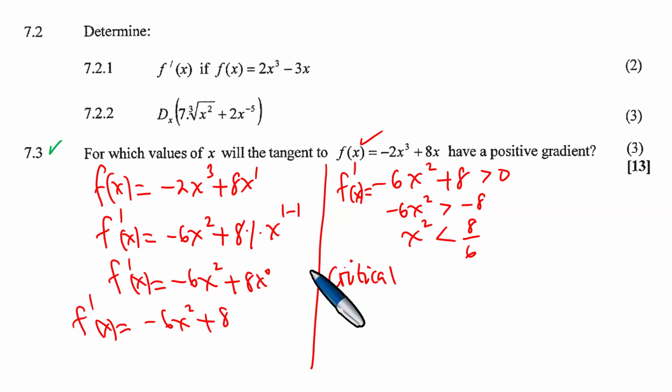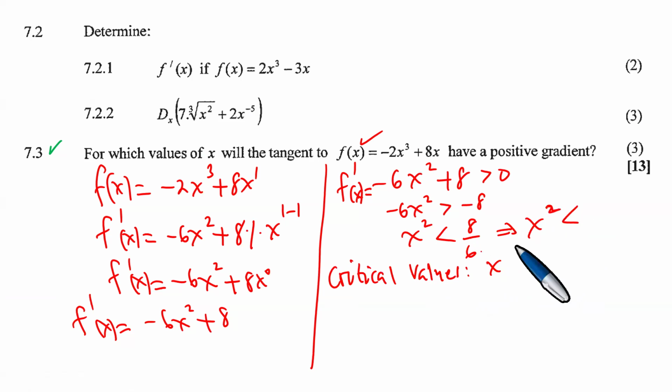Dealing with critical values, if you take the square roots of both sides, you're going to have that x squared is less than 8 over 6. You divide this by 2, getting 4 out of 3, and taking the square root would mean that x is minus 2 over the square root of 3, or x equals 2 over the square root of 3.